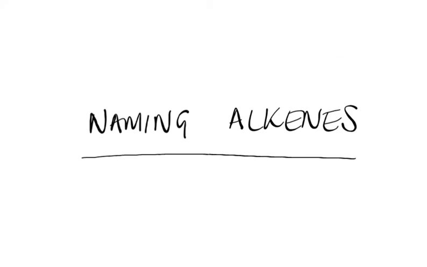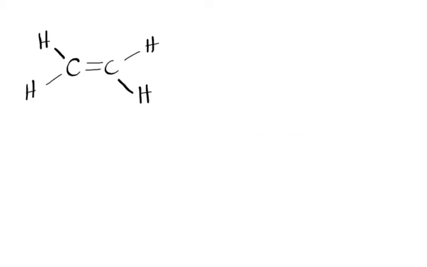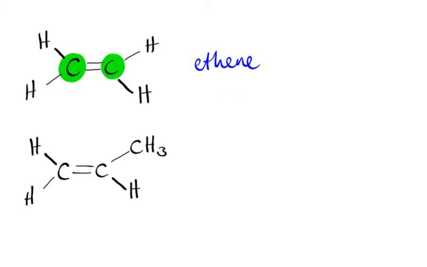This video will run through how to name some simple alkenes. Here's the simplest possible alkene, and as when we were naming alkanes, all we're looking for is the longest carbon chain. Here it's clearly just the two, and so this is ethene. And the next one in the series, we have a chain of 3, making this propene.